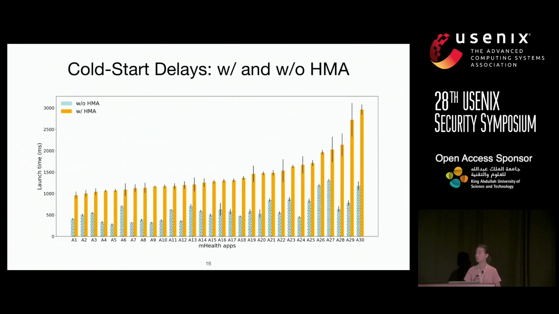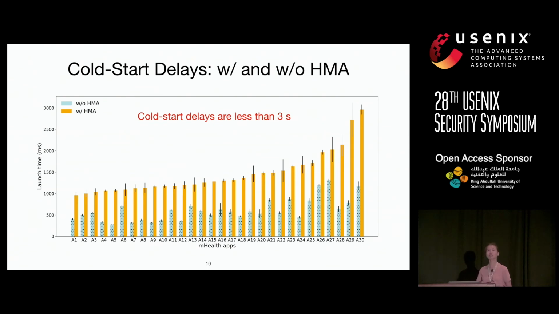So this figure shows the cold start delays of the mHealth apps when they were launched with and without HideMyApp. The height of the columns shows the average cold start delays, and the stick shows one standard deviation from the mean. So you can see that in all of the cases, the cold start delays are less than 3 seconds. And I would like to emphasize that this is a non-optimized implementation.